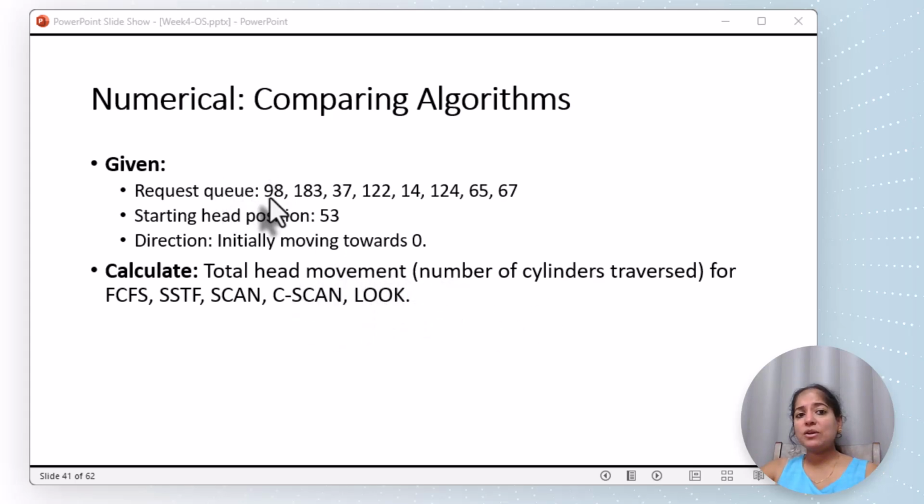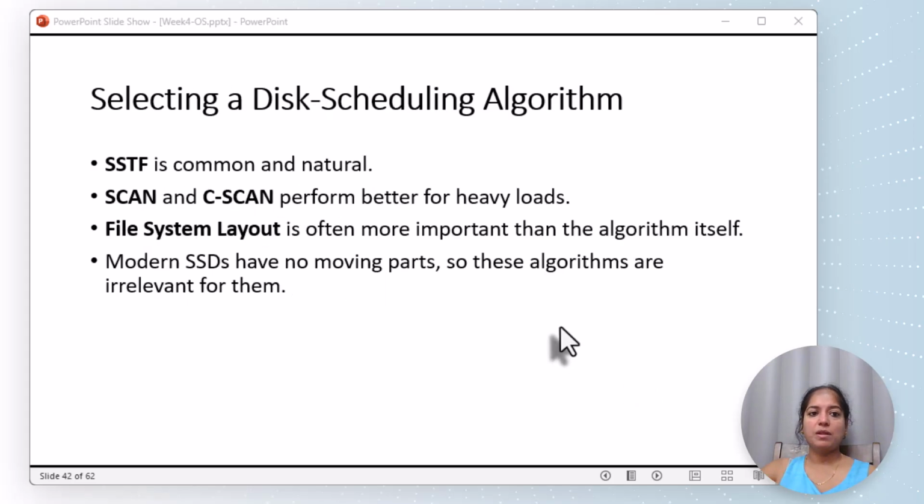So if the request queue is something like this and the head starting position is 53, then you can calculate your total number of head movements by using all of these algorithms. Now, if we need to choose which disk algorithm we should use, the choice actually depends upon the workload. SSTF is one of the most natural algorithms and it is common for general operating systems. SCAN and circular SCAN are better for heavy loads.